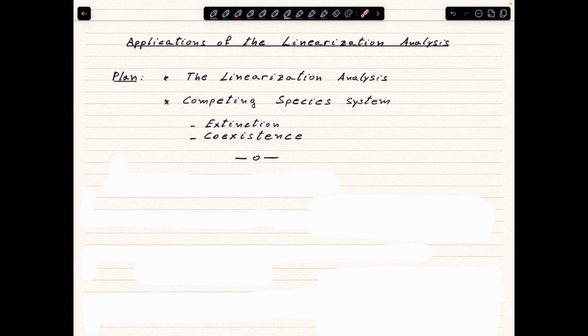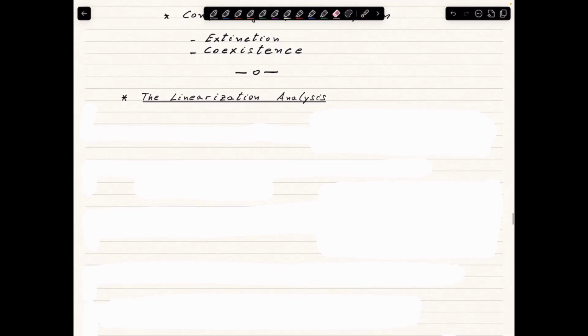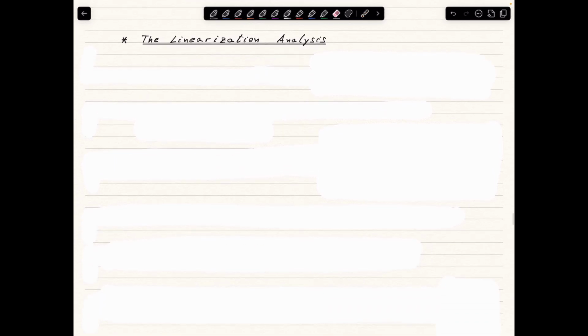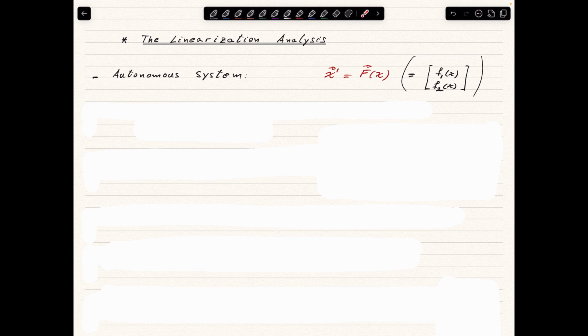Let's start reviewing the linearization analysis we introduced in a previous video. Recall the linearization analysis works for autonomous systems, linear or nonlinear, where the right-hand side of the equation does not depend explicitly on the independent variable time, only through the function of the equation. So we write the equation in vector form like this, and recall this is a vector with two components, two functions, f1 and f2, of the variable x or of the system.